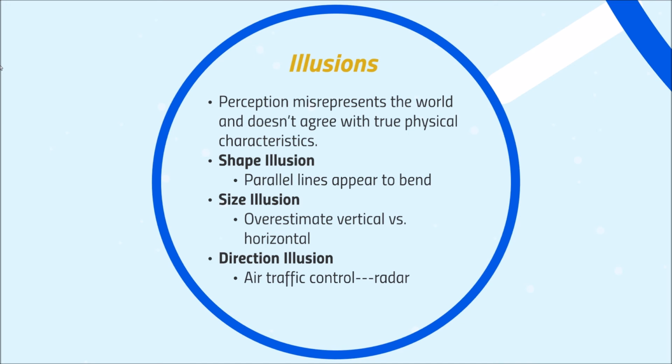Continuing with illusions, illusions is how our perception misrepresents the world and doesn't agree with true physical characteristics, such as shape illusion, parallel lines appear to bend, size illusion, when we overestimate vertical versus horizontal, and direction illusion, when we believe we are facing a different direction than we actually are.